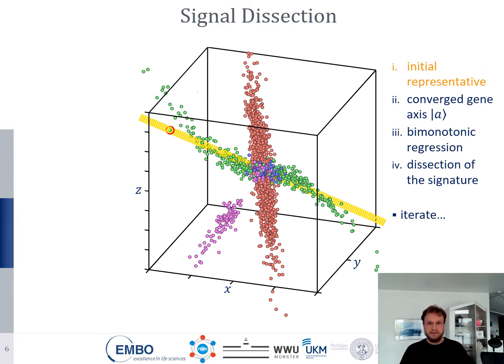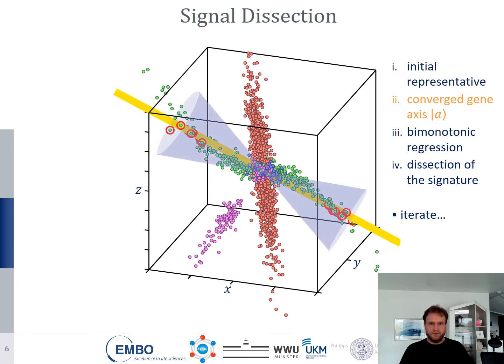The first step is to select an initial representative that maximizes a signature functional. And the signature functional is the higher, the more points are consistent with this direction. And just one representative is never really good, so we optimize it by locally maximizing the signature functional, which gives me this initial yellow line.